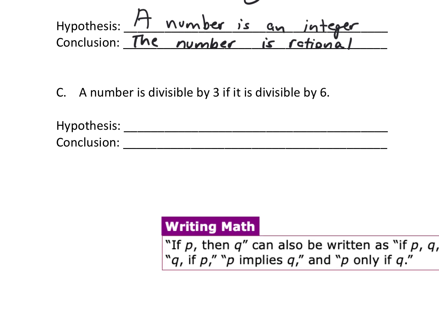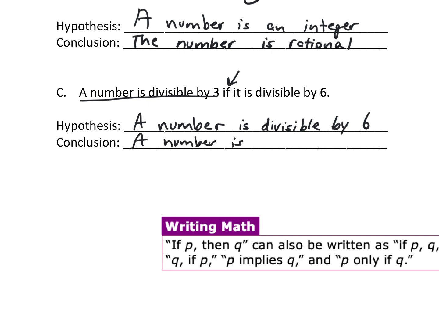Let's look at example C here. In example C, the statement is made, a number is divisible by 3 if, hey, there's our word, if it is divisible by 6. So that if tells us that we have a number is divisible by 6. A number is divisible by 6. And then our conclusion, it doesn't come with a then statement here, but our conclusion is going to be the first half of this statement. A number is divisible by 3.